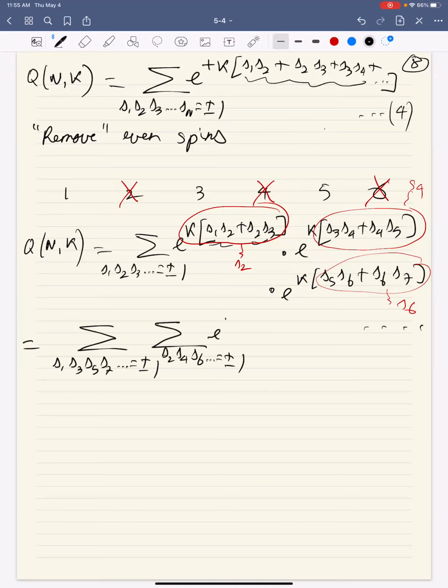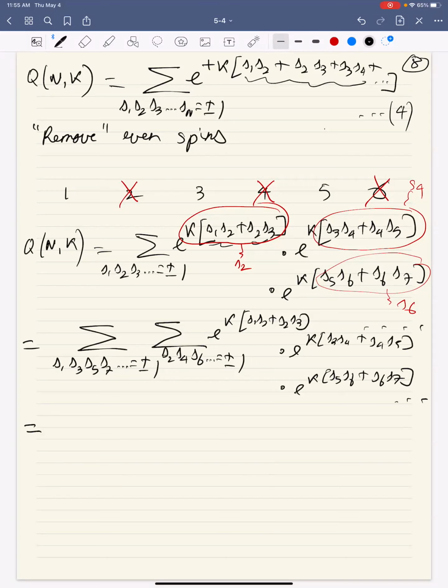And then we will keep everything the same: e to the power K(S1 S2 + S2 S3), e to the power K(S3 S4 + S4 S5), e to the power K(S5 S6 + S6 S7), dot dot dot. So far I haven't done anything except move things around. It's like moving money from one pocket to another pocket. I've not done anything profound or interesting. Now I will do something interesting.